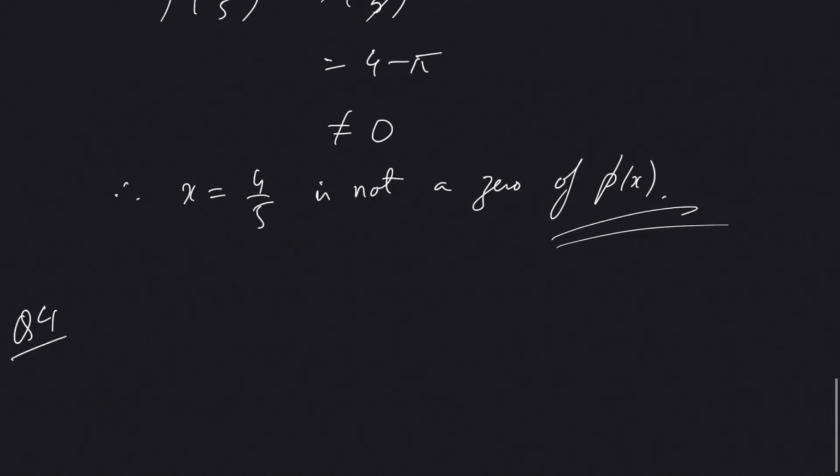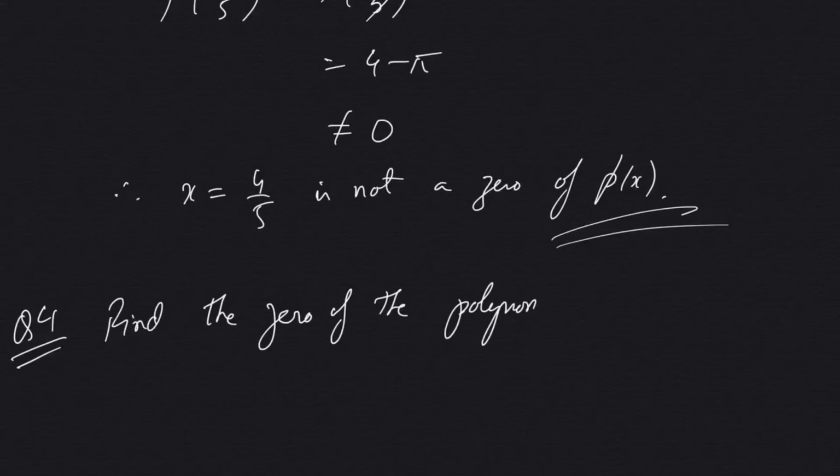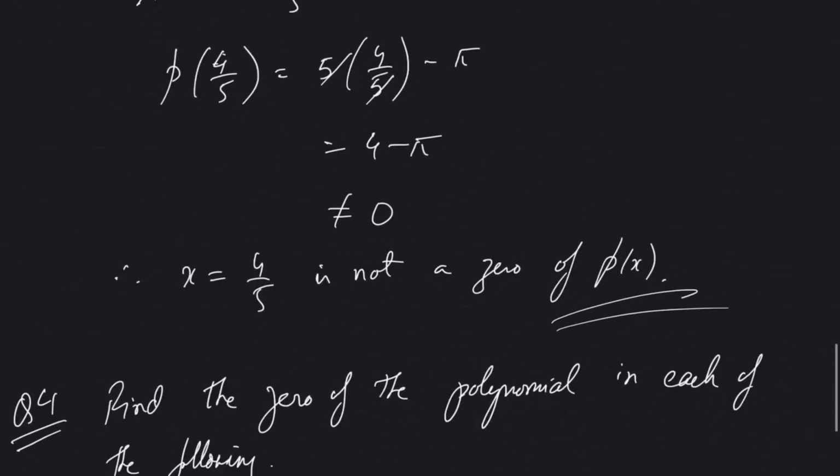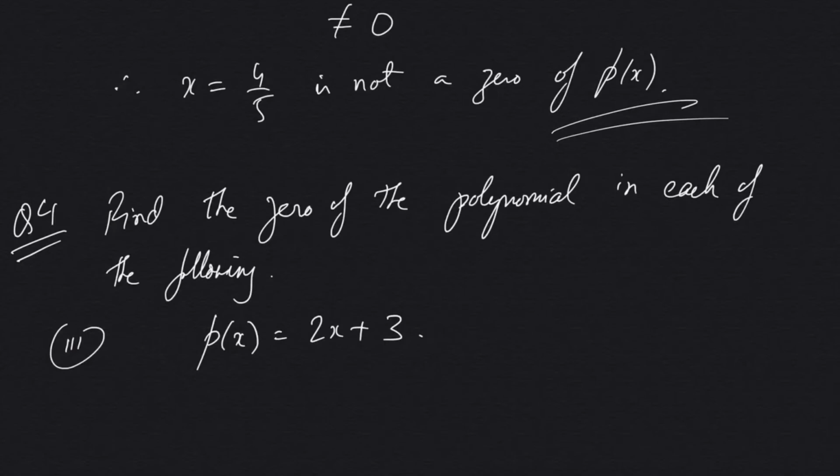Moving on to the last question, that is question number 4. Find the 0 of the polynomial in each of the following. Like question number 3, the polynomial is given, 2x + 3. In the previous question, the values of x were given to us. We were just supposed to check whether those values of x were actually zeros of the given polynomial or not. Here we have to find the zeros.